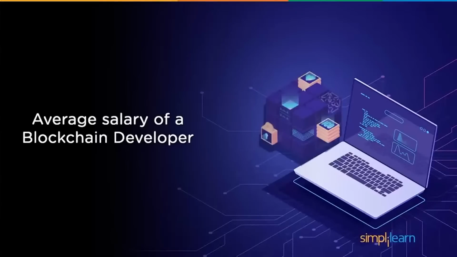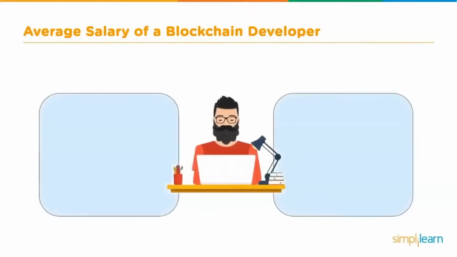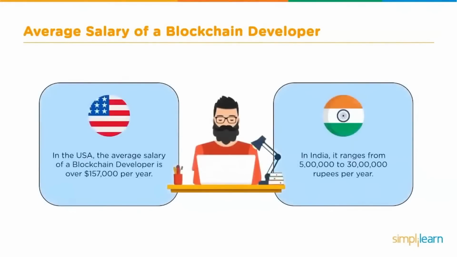Now that we know about the demand of blockchain developers worldwide, let's figure out the average salary of a blockchain developer in both the USA and India. In the USA, the average salary of blockchain developer is over $157,000 per year. And in India, it ranges from 5 lakh rupees to 30 lakh rupees per year. So this is all about who is a blockchain developer.